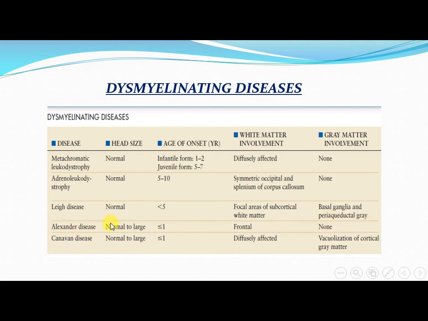Alexander disease, the head size is normal to large, younger than 1 year. White matter involvement is frontal lobe. Gray matter is not involved. Canavan disease, the head size is normal to large, younger than 1 year. White matter is diffusely affected, while gray matter, vacuolization of cortical gray matter.